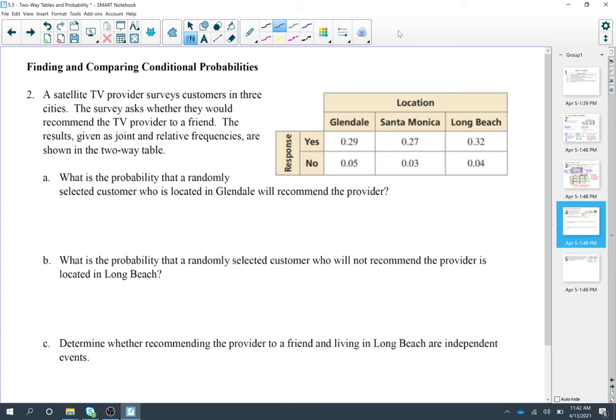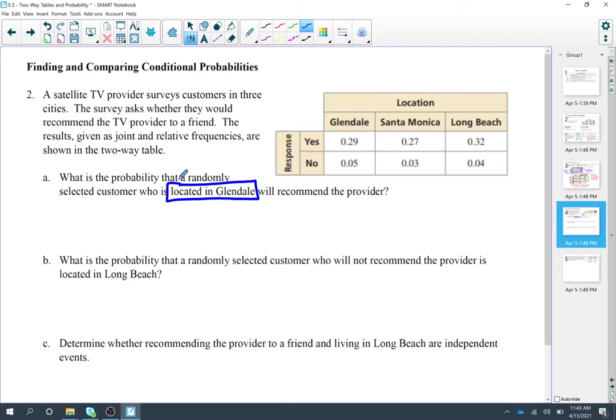So if you look at your table, we're dealing with percentages because these are joint and relative frequencies, which is like part B of our previous example. Part A. What is the probability that a randomly selected customer who is located in Glendale will recommend the provider? First of all, we're not only dealing with a probability, but this is a conditional probability. And we're dealing with somebody who is, first of all, located in Glendale.